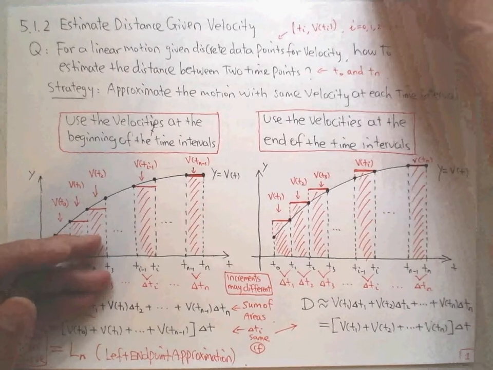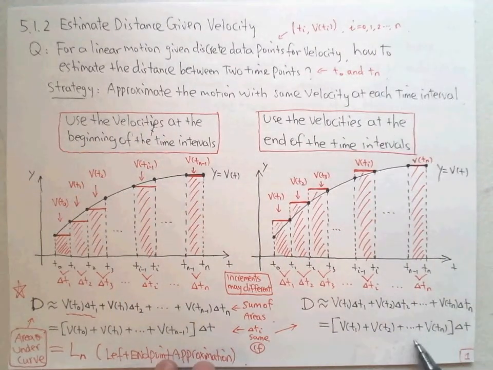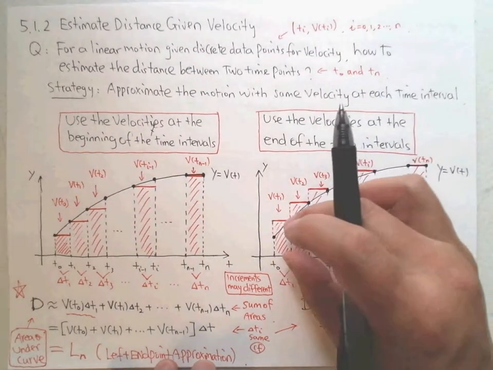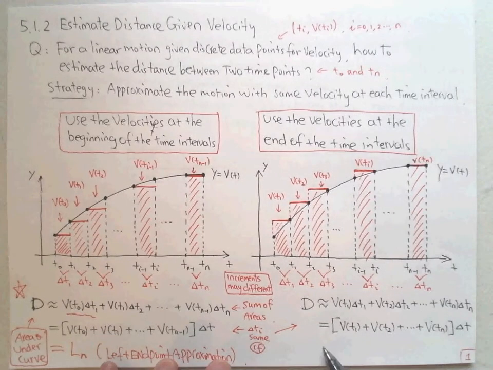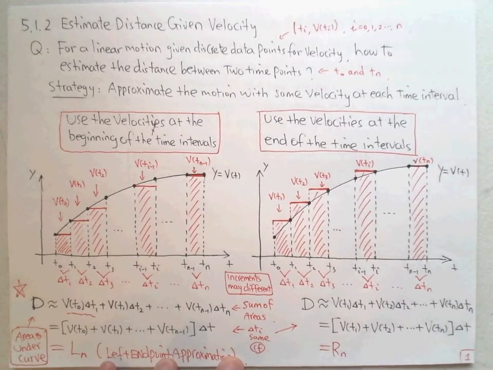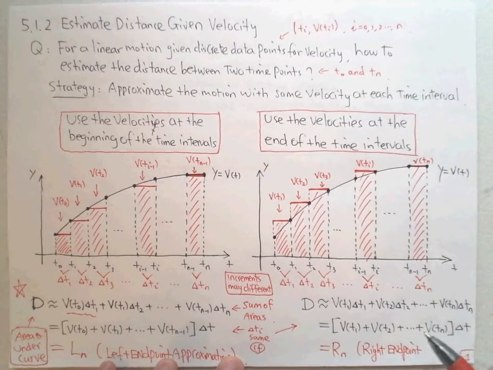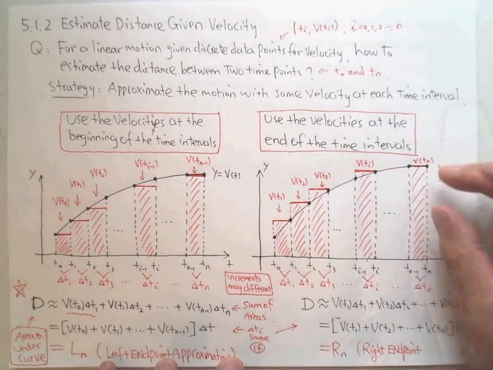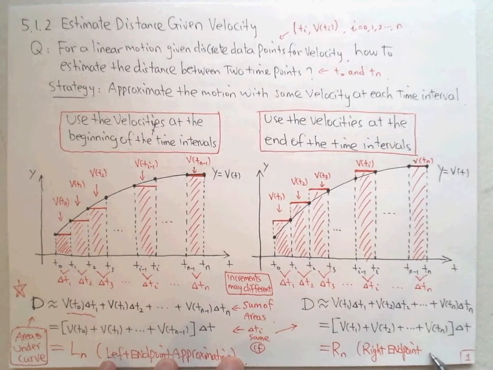If delta t are the same, see, in this way. Okay, so what is this? It is exactly the right. This is this, right? So if I put this is R_n. What's that? This is a right endpoint approximation for the area. That means the distance still uses a right endpoint approximation.